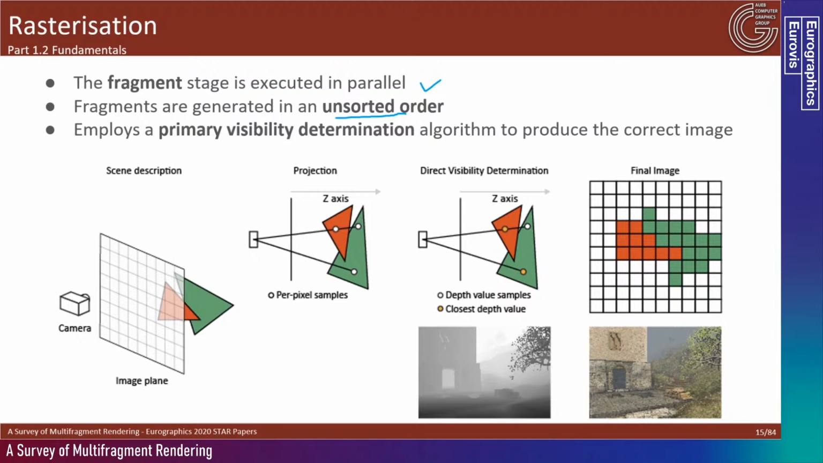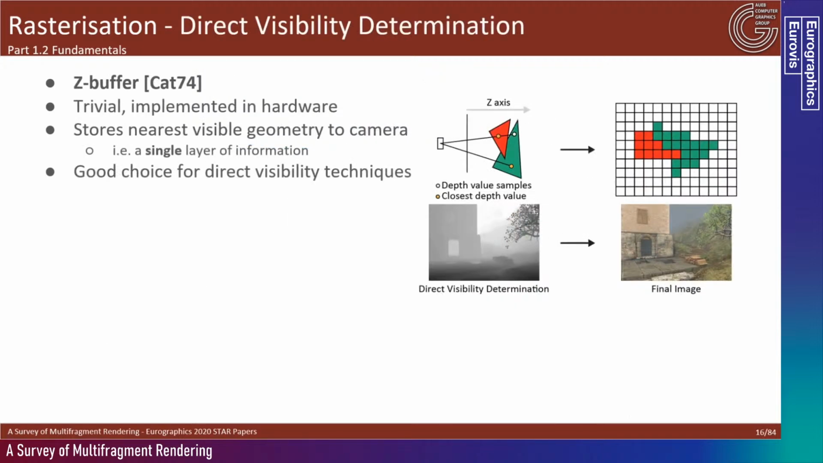What this actually means and requires is that we need to employ a visibility determination algorithm in order to produce a correct image. The most popular and widely used algorithm for primary visibility determination is the Z-buffer, which is efficiently implemented in commodity graphics hardware.